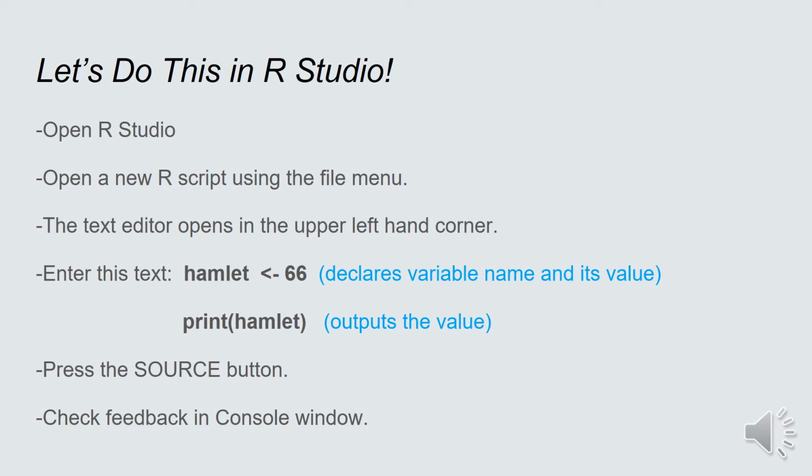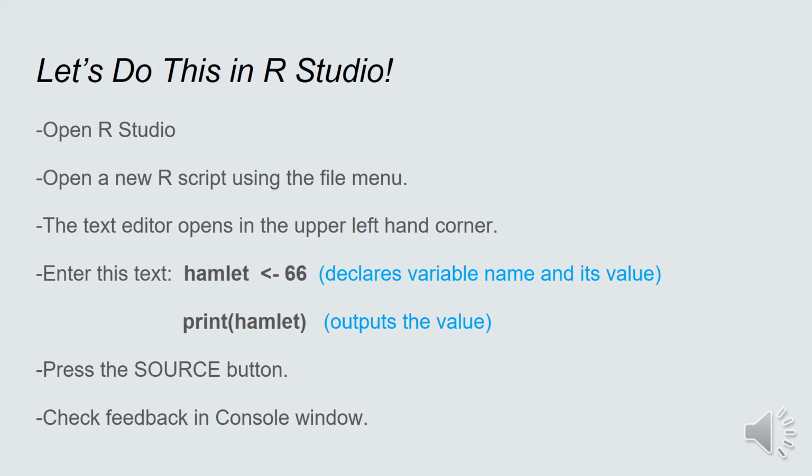So let's do this in RStudio and see exactly how it works. Remember, we go to RStudio in the windowing environment. We go to the upper left-hand corner where there's the File menu, and we select a new R script using the File menu, and then a text editor opens up in the upper left-hand corner, and we enter this. We'll show you what it looks like in the next screen.